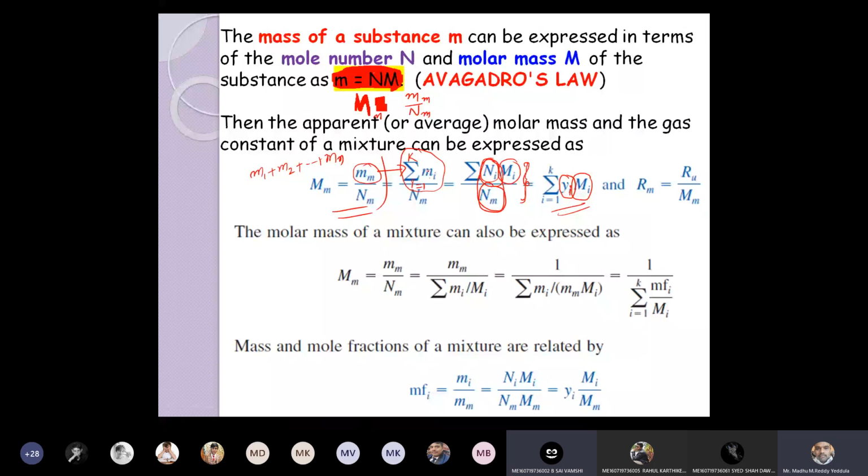In the same way, we are rewriting this equation. From Avogadro's law, we can write the molar mass of the mixture is equal to the mass of the mixture divided by the number of moles of the mixture. Again, the number of moles of the mixture I can rewrite in summation form as mi by Mi. This is the molar mass of the mixture in terms of summation form. Do you have any doubt in this one? Again, this is Avogadro's law only. Instead of the mixture, I am writing one component and putting summation.